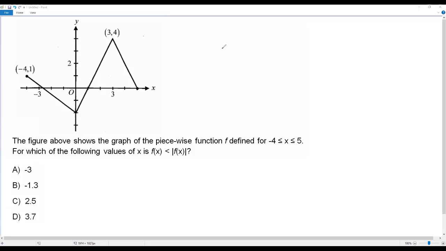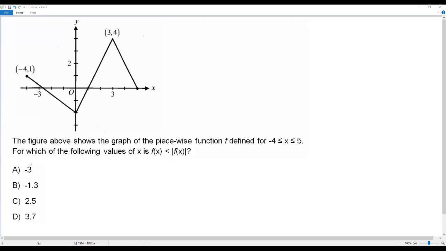Usually, whenever a function is defined by f of x or something like g of x or h of x, this f of x represents the value of y, I mean the value of the y coordinate in the xy plane. Here in the given information I have the function f of x. Among the given options we have the value for x, and we have to find the value of x for which f of x is less than absolute value of f of x. That is, the value of the y coordinate is less than absolute value of the same y coordinate. Now let's check the answer choices one by one.